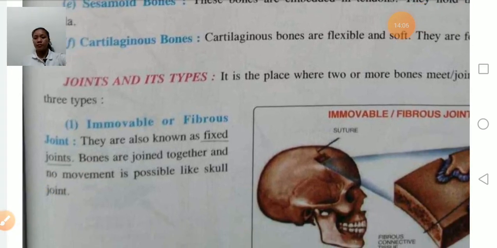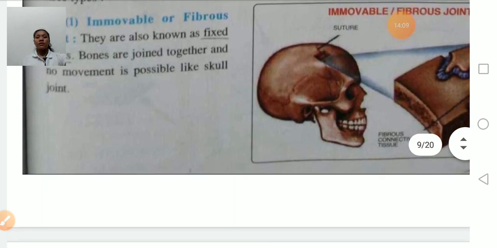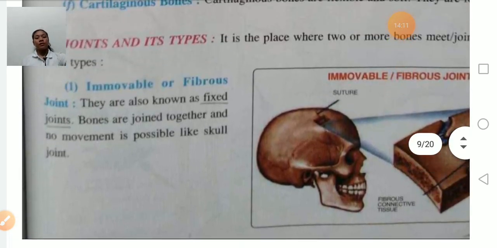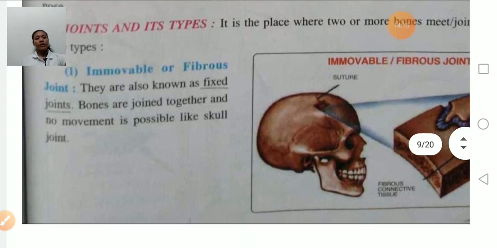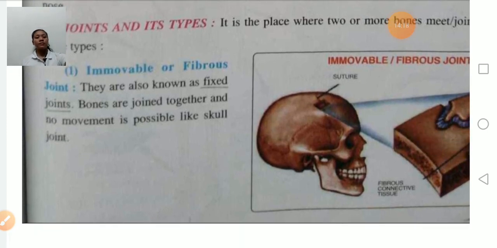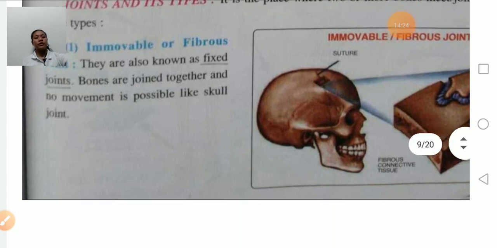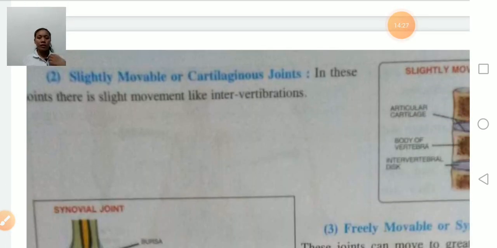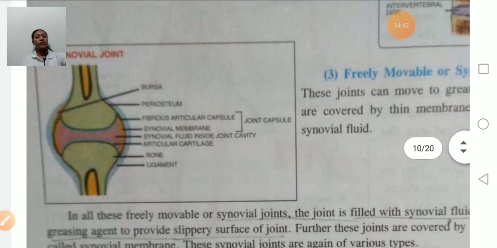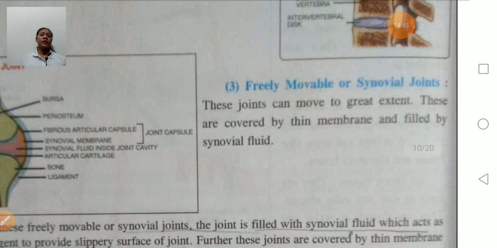Joints. There are three types of joints: immovable joints, slightly movable joints, and completely movable joints. Immovable joint means fixed joint. In this joint no movement is possible. For example, the skull joint. Slightly movable joint means cartilaginous joint. In this joint slight movement is possible. For example, in the intervertebral joints. And synovial joints are freely movable joints.